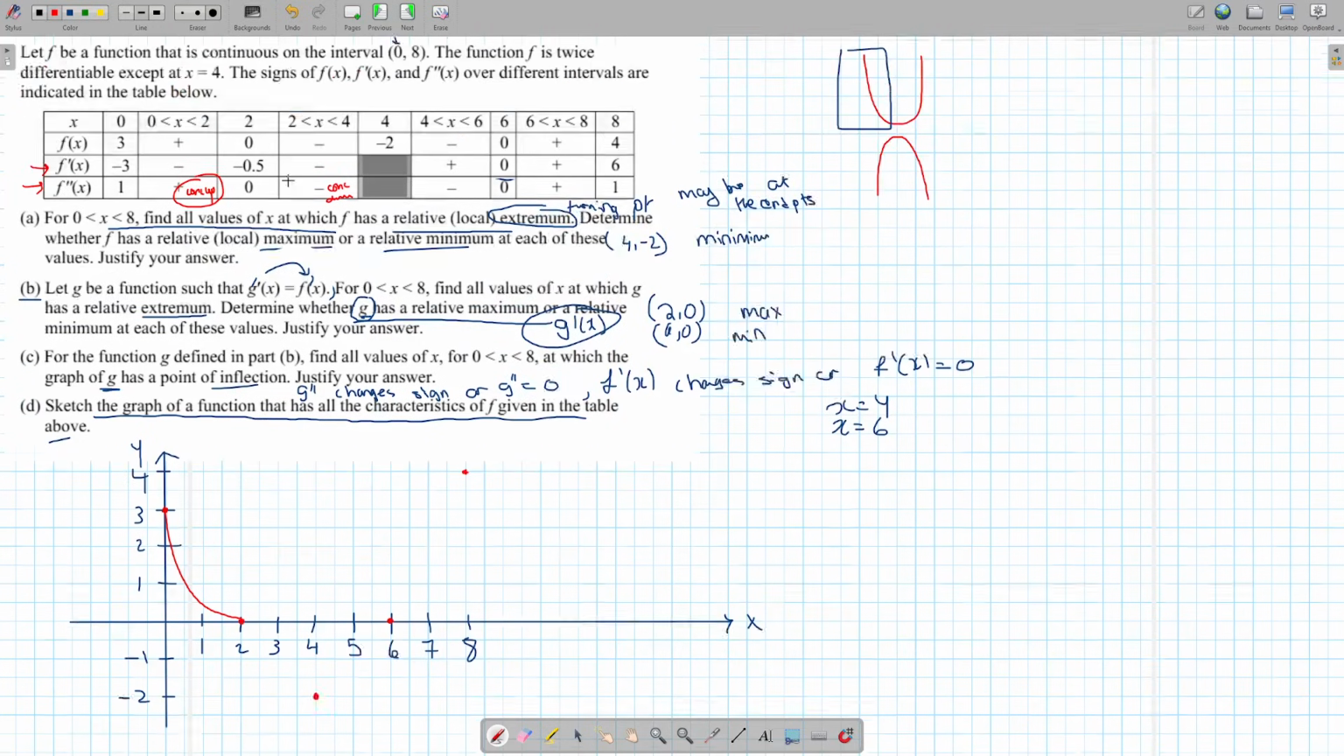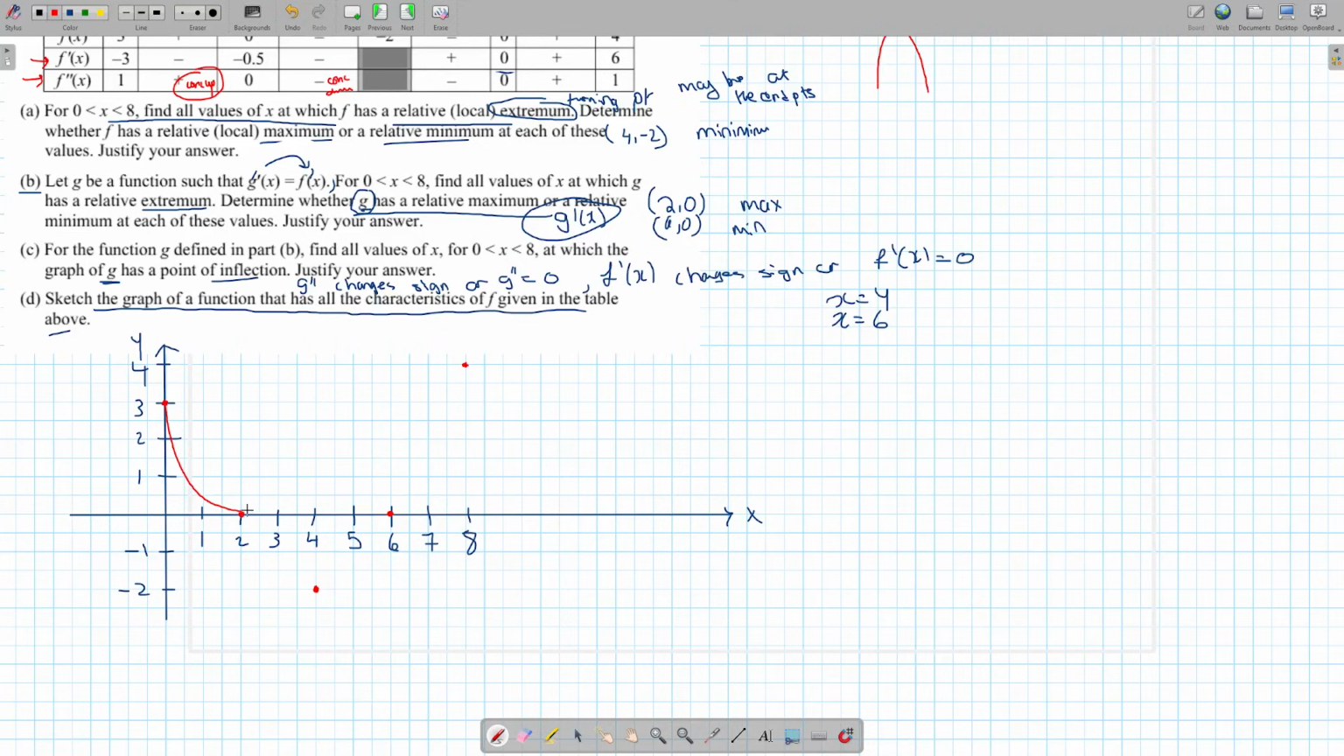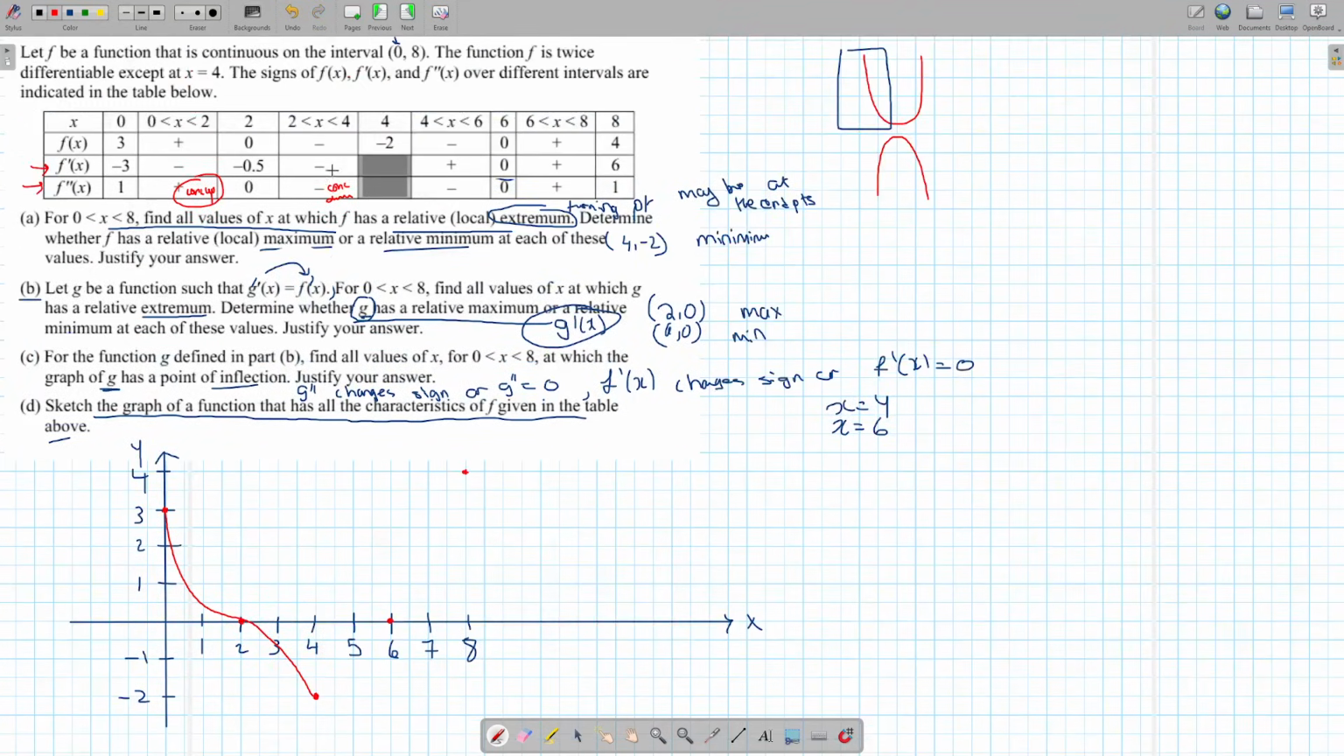Now it's concave up. It's concave up until 2. Then from 2 to 4, it's concave down. So now when I want to continue decreasing, I don't just continue like this. No, I now have to change and continue like this. So from 2 till 4, it's concave down.